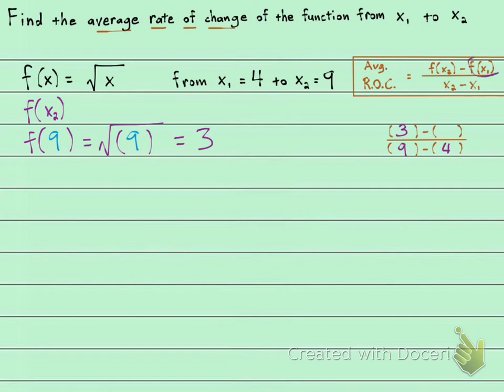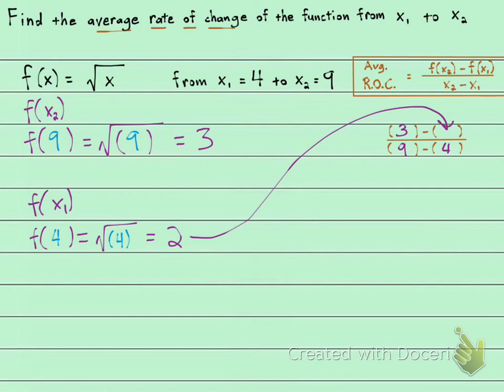And one more thing to find is f of x1. So for f of x1, we know that x1 is 4. So I want f of 4. We take that 4 and plug it into the f function. So f is the square root of x, which is going to be the square root of 4. And I know that the square root of 4 is 2. Alright, and that's going to go right here.